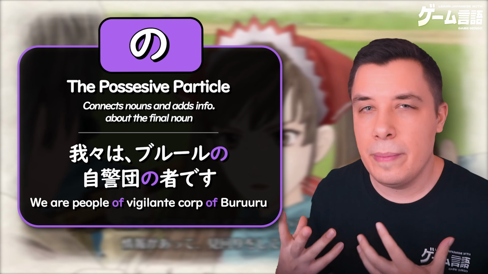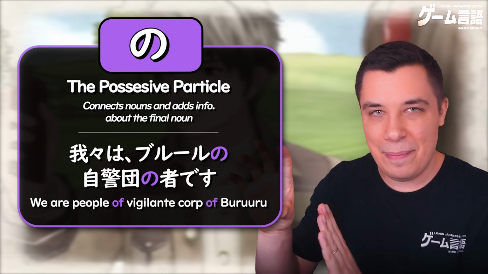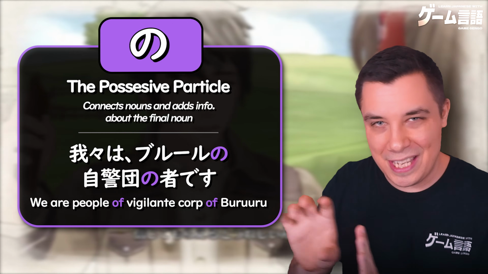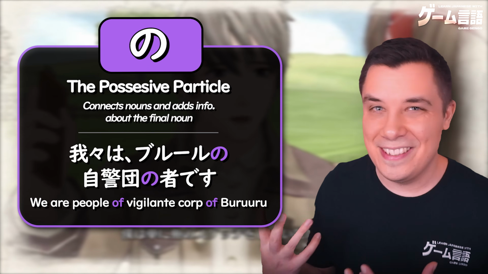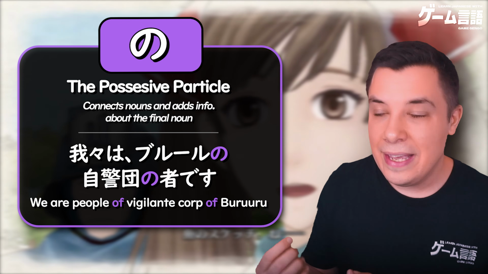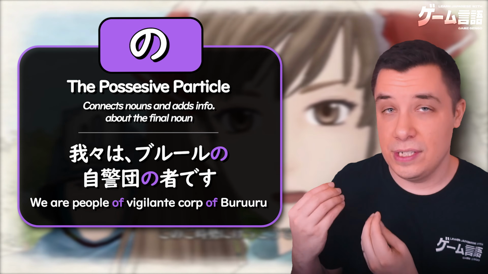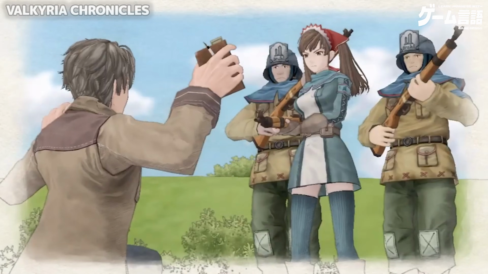The important thing to remember here is the first noun is kind of the head noun, and then the next thing that happens is connected to that main noun and it keeps going down and down the chain. So like in this example sentence, we are the people of Bruhl's Vigilante Corps. Literally, it would be, we are the people of the Vigilante group of Bruhl.